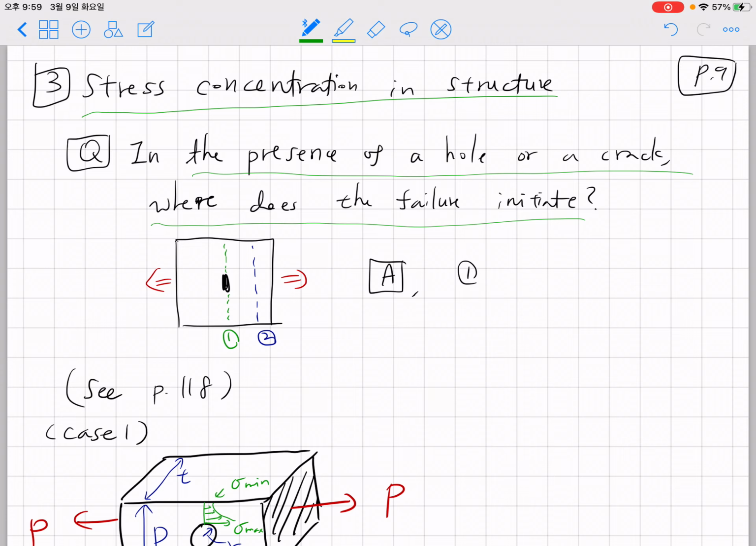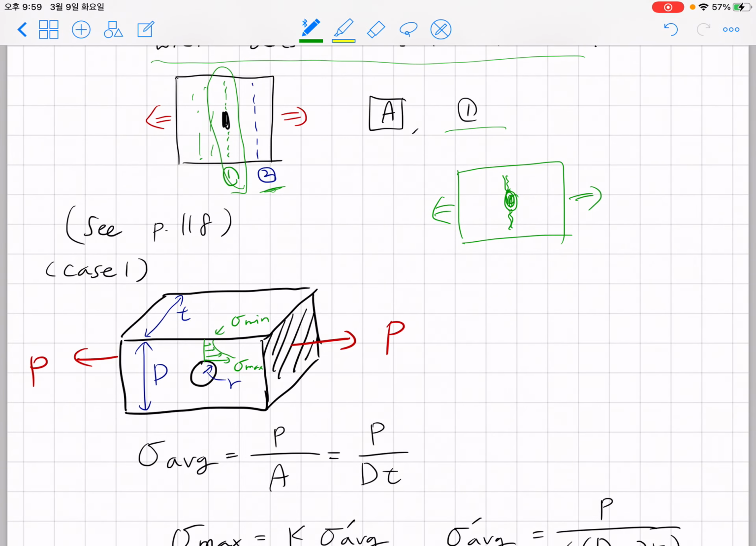Okay, or if you are listening to this video, please stop the video and try to prepare a paper and make a hole in the center and try to tear the paper. Okay, so what you're gonna find is that you always see the failure initiate from the tip of this crack or hole. Okay, so out of many different cross sections, you always see crack propagation and failure initiation at cross section 1 instead of 2, which does not contain crack, and there is a reason why. Okay, and the reason is stress concentration.